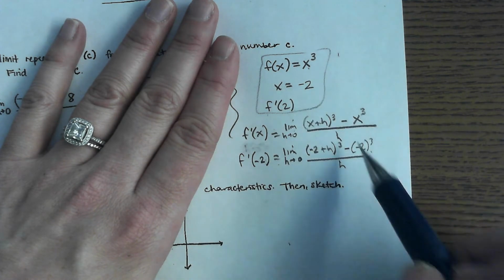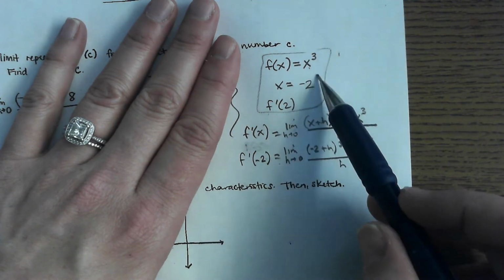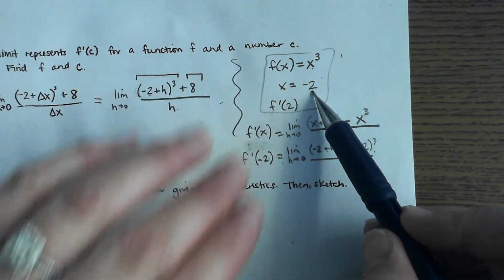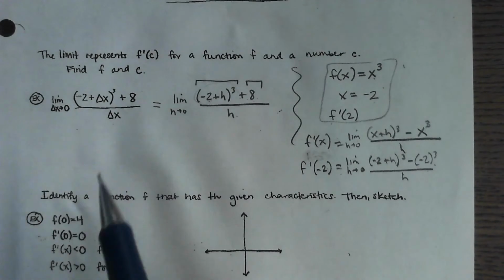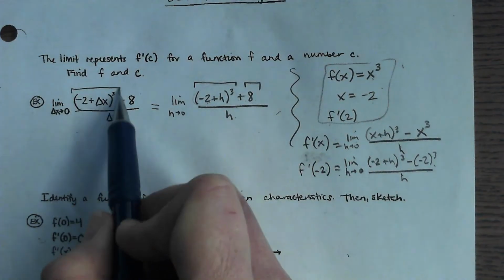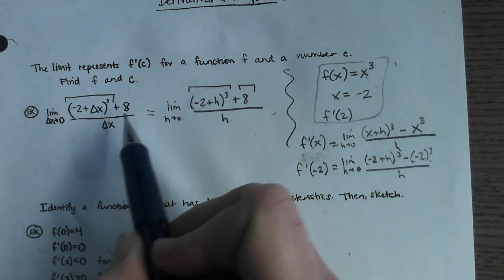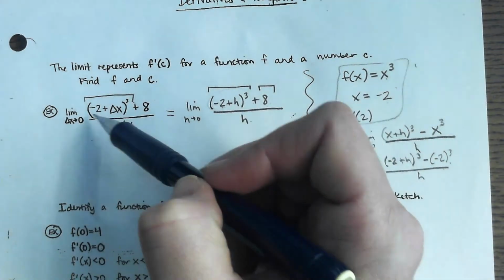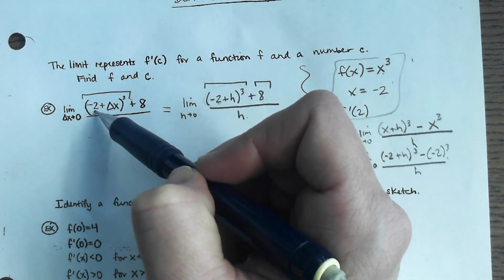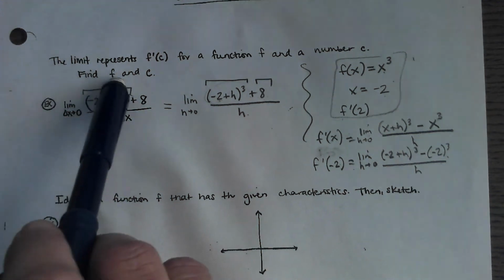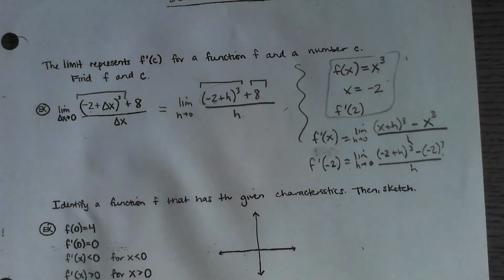It's so much easier to see working forwards if you know the function and you know the location at which you're looking for the slope. But this is pretty much asking us to think backwards. If this is your f of x plus h, what must your f of x have been? And also knowing what the x substitution was as well. So your function is x cubed and your c value was -2.